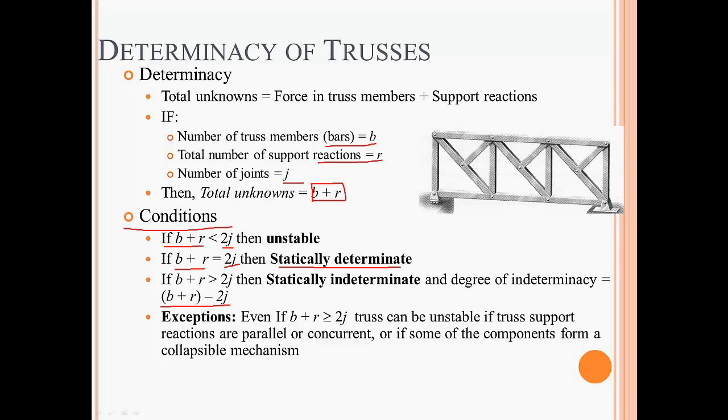And even if B plus R is greater or equal to 2J, truss can be unstable if truss supports are parallel, like if there are 3 rollers instead of 1 roller and 1 pin, so 3 parallel supports, or if the reactions are concurrent, that's all the reactions meet at one point, or if some of the components form a collapsible mechanism. In that case, the truss is unstable.